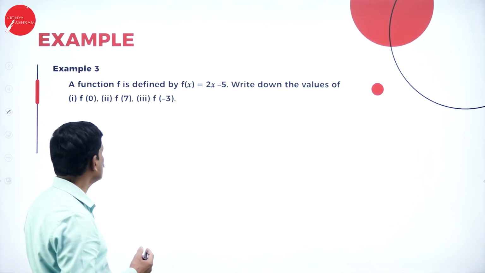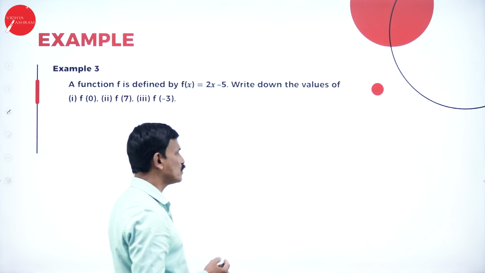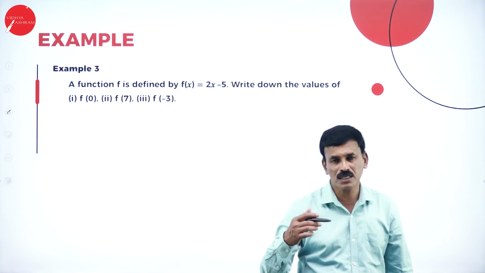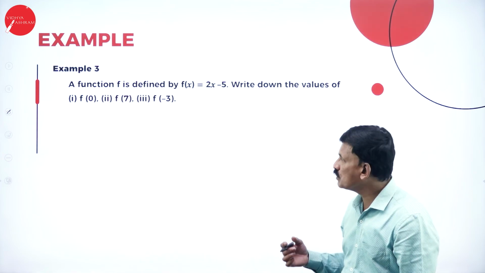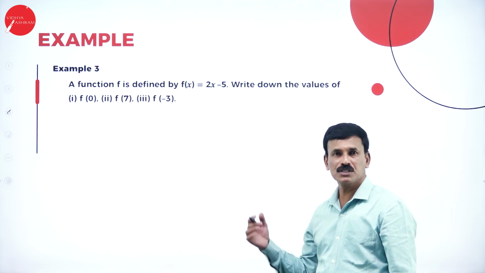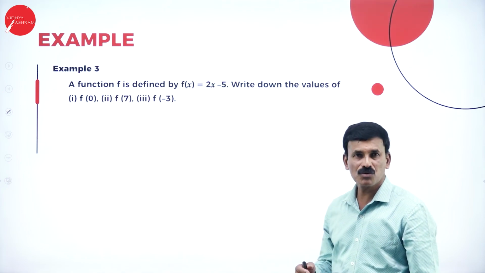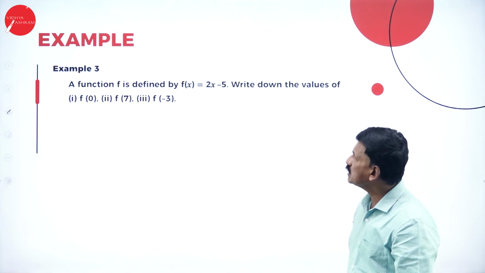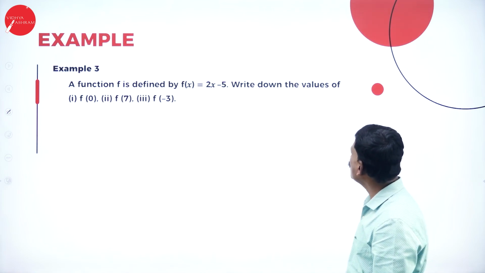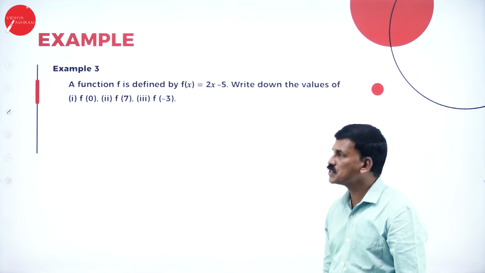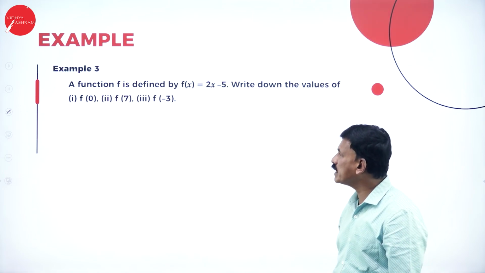Now let us come to the next problem, a simple problem. Since these are all the basics, you are going to study the basics in this chapter. So these are all the basic concepts. Now a function f is defined by f of x is equal to 2x minus 5. Write down the values of f of 0, f of 7, f of minus 3.